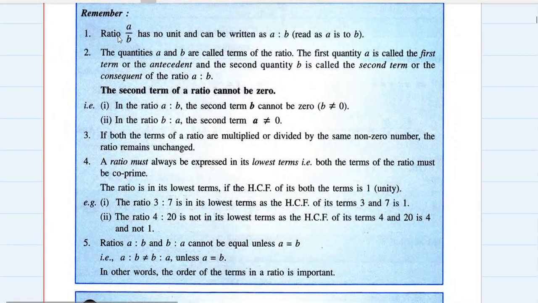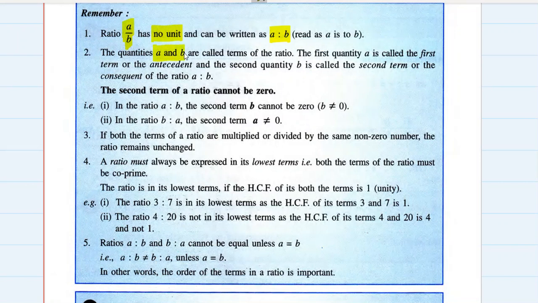Simple. Now you know what a ratio is. Okay. Ratio A by B has no unit. No ratio in the whole world has got any unit. We have studied about some ratios in physics like mechanical advantage, like refractive index. You know, these ratios are simple numbers. They do not have any units, and it can be written as A is to B, which is read as A is to B or A ratio B.